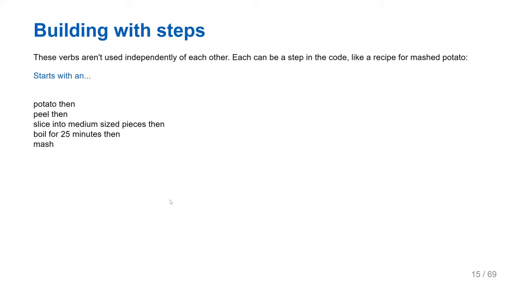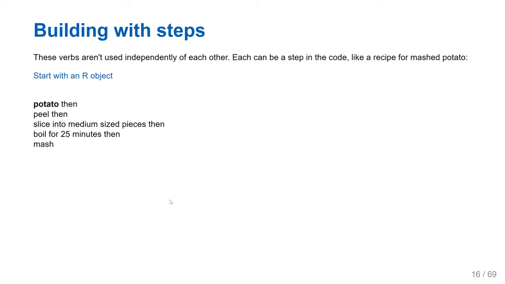So these verbs aren't used independently of each other. Each is a separate step in the code. Here we use the example of making mashed potatoes. You'll start with the potato and then you would peel it, then you would slice it, and then you would boil it for 25 minutes. So there are specific instructions and then you would mash it. In the same way, we can use the dplyr verbs.